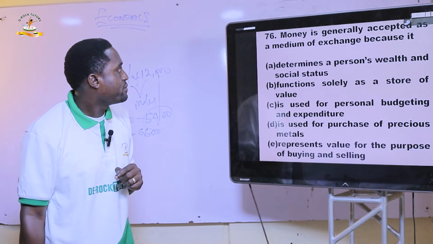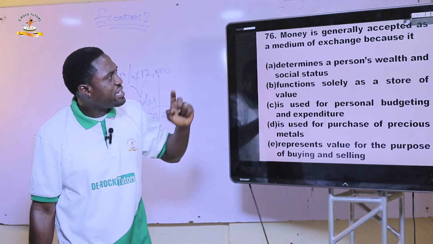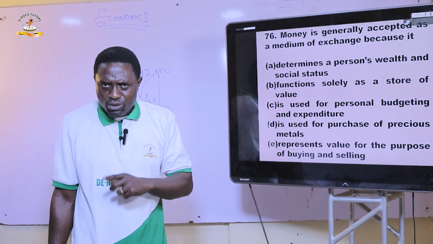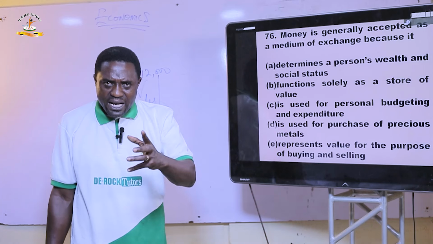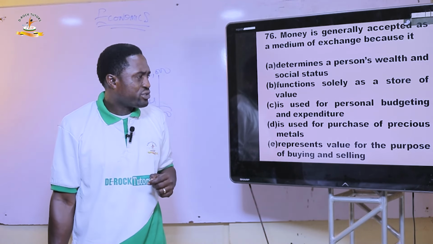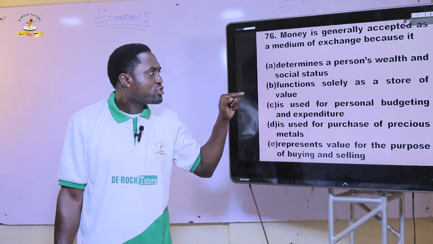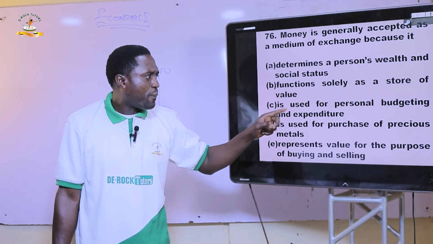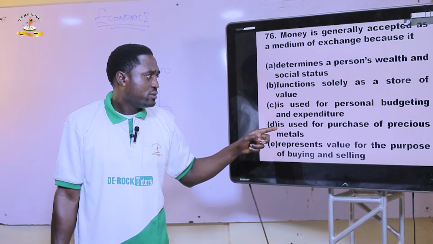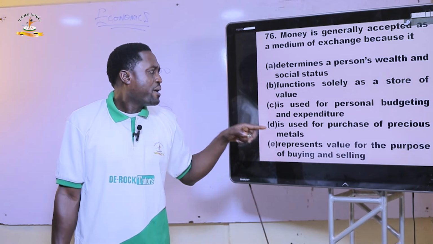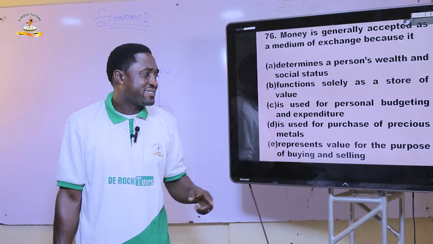The next question, 76. Money is generally accepted as a medium of exchange because of what? Determines a person's wealth and social status? No. Functions solely as a store of value? No. Is used for personal budgeting and expenditure? Yeah, we know, but not that one alone. Is used for purchase of precious metals? Represents value for the purpose of buying and selling?